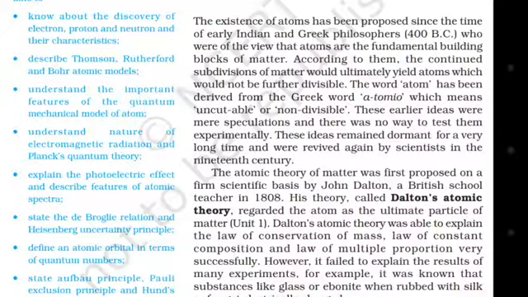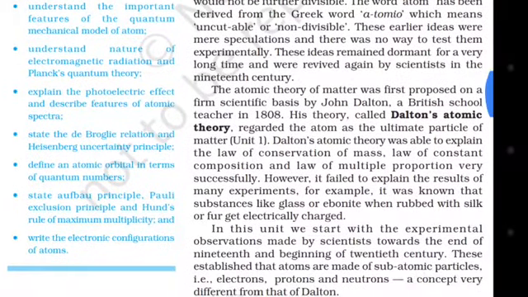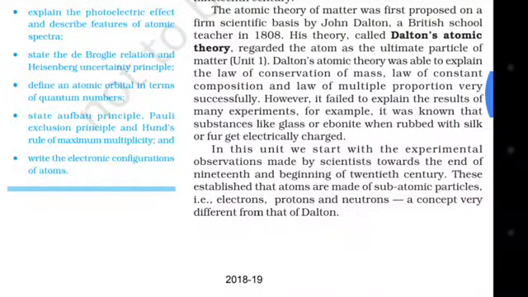These earlier ideas were mostly speculations, and there was no way to test them experimentally. These ideas remained dormant for a very long time, and were revived again by scientists in the 19th century. The atomic theory of matter was first proposed on a firm scientific basis by John Dalton, a British school teacher, in 1808. His theory, called Dalton's atomic theory, regarded the atom as the ultimate particle of matter. Dalton's atomic theory was able to explain the law of conservation of mass, law of constant composition, and law of multiple proportion very successfully.